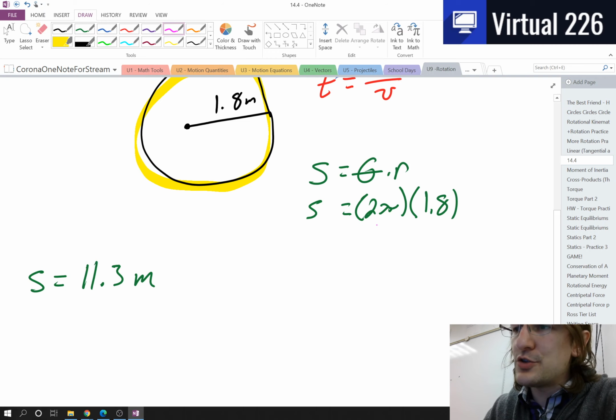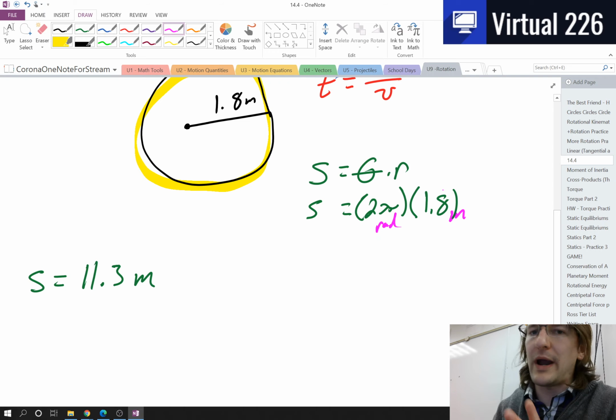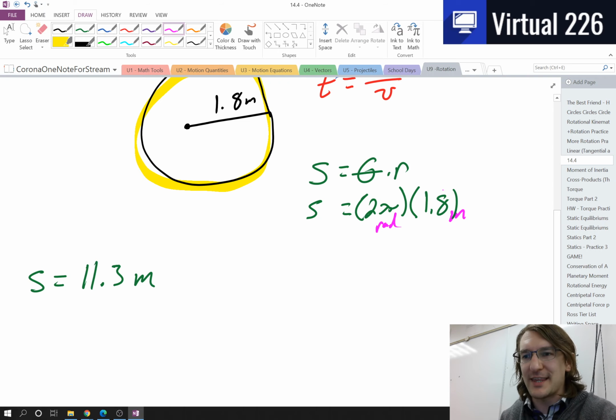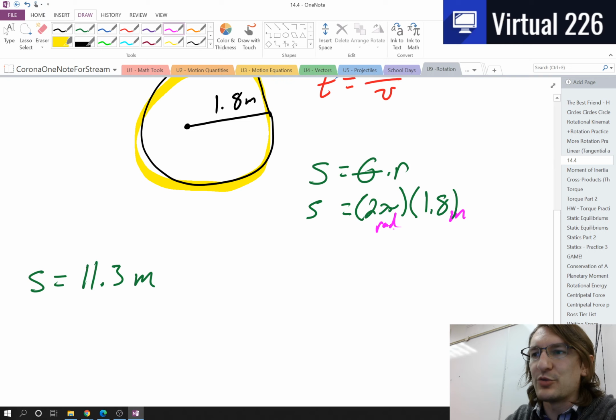Note, even though this 2 pi is in radians and this 1.8 is in meters, we don't have rad meters. That's not a unit. That's not a thing. Radians is not a true physical unit. It's a descriptor to tell us how much of a circle or revolution we have gone through. So we don't carry this radian. It goes away. We just have meters here. This is our physical linear distance.